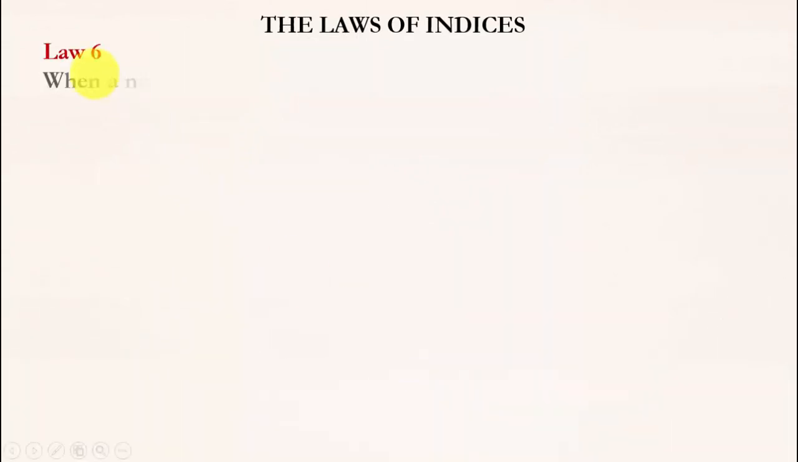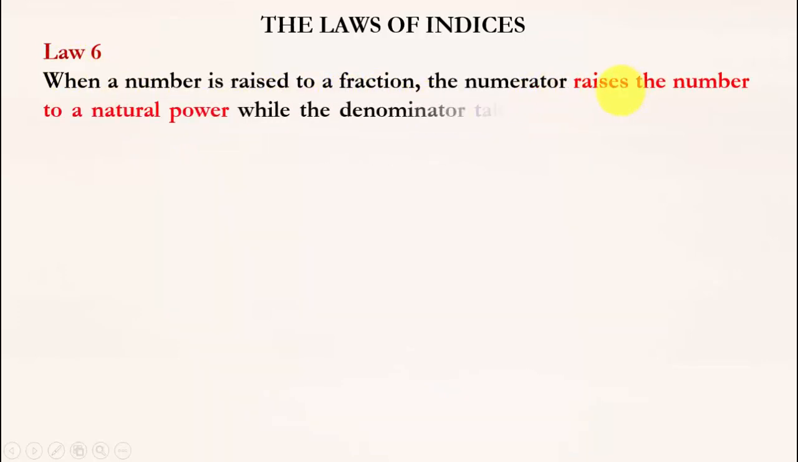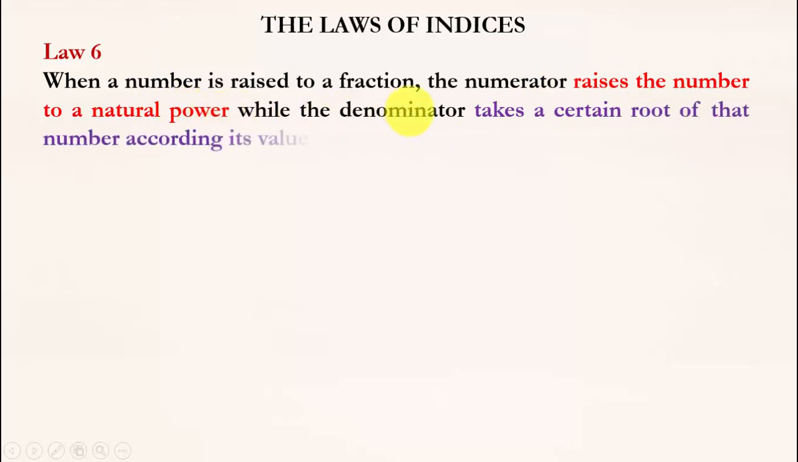Law 6. When a number is raised to a fraction, the numerator raises the number to a natural power, while the denominator takes a certain root of that power according to its value. That is to say, a to the power m over n is simply going to be equal to the nth root of a all raised to the power m, or a to the power m over n is simply equal to the nth root of a to the power m. Both expressions are similar and the same.